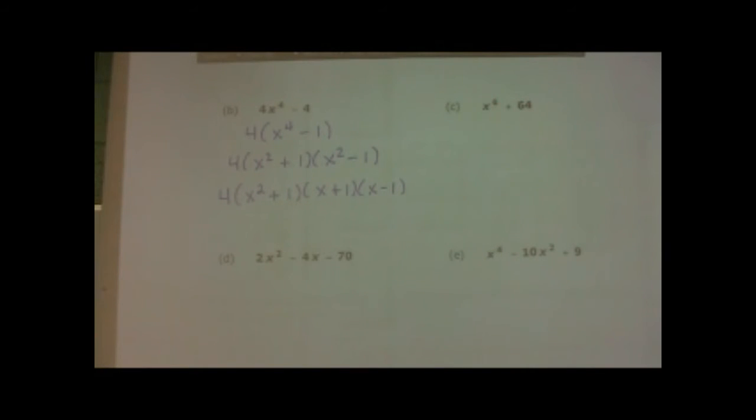Let's go to D. We'll skip C for a moment, and we're going to go to D. All right, with D, first thing I'm going to do, factor out my greatest common factor, if there is one. And I have a greatest common factor, and that would be 2. So I'm going to factor out a 2.